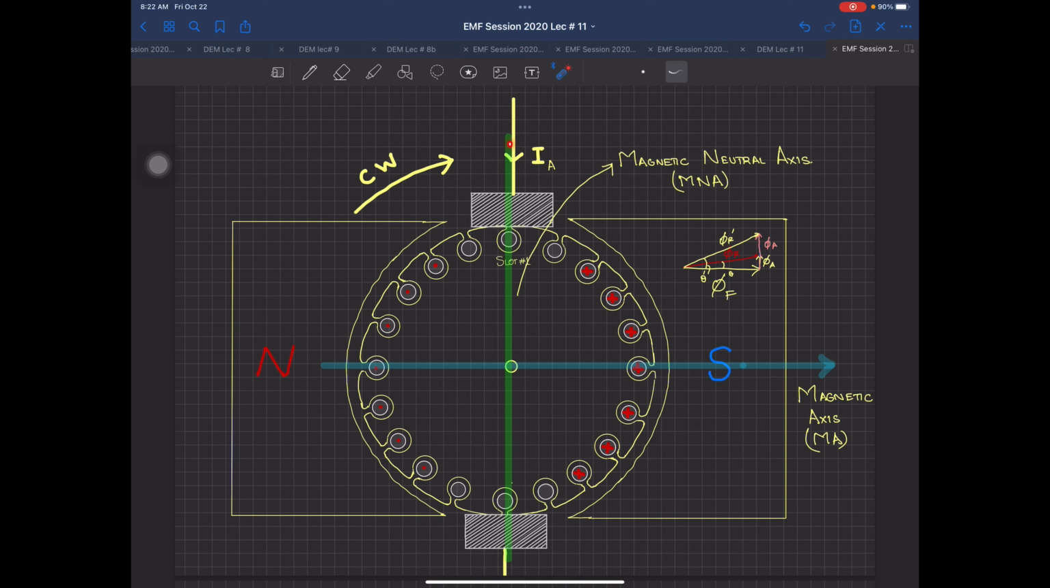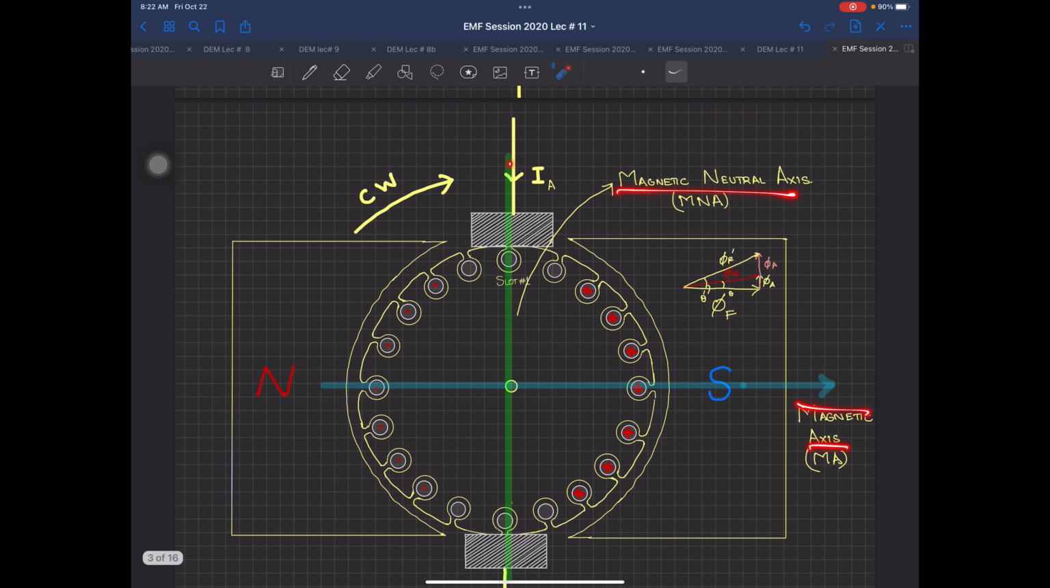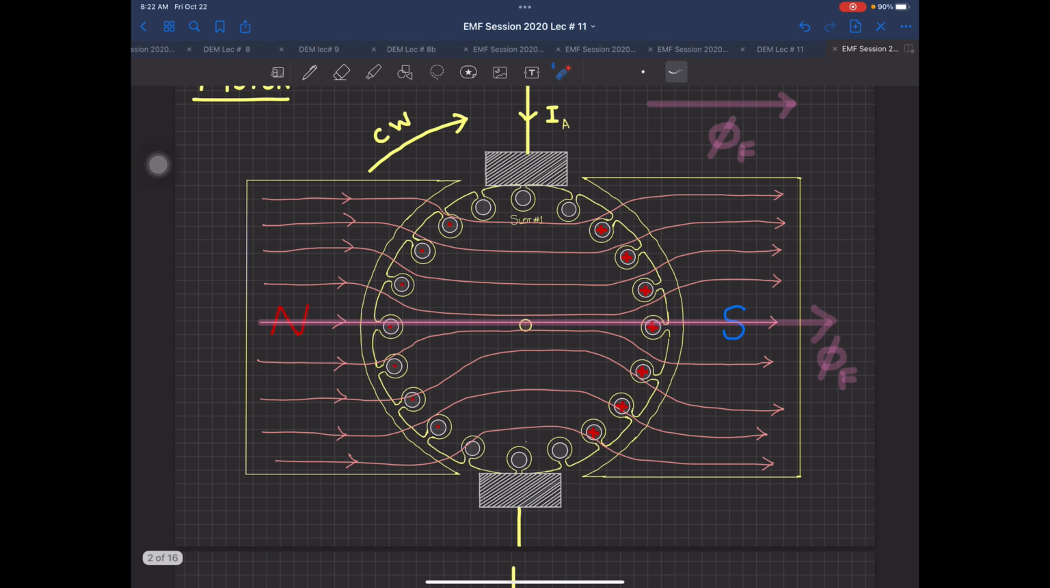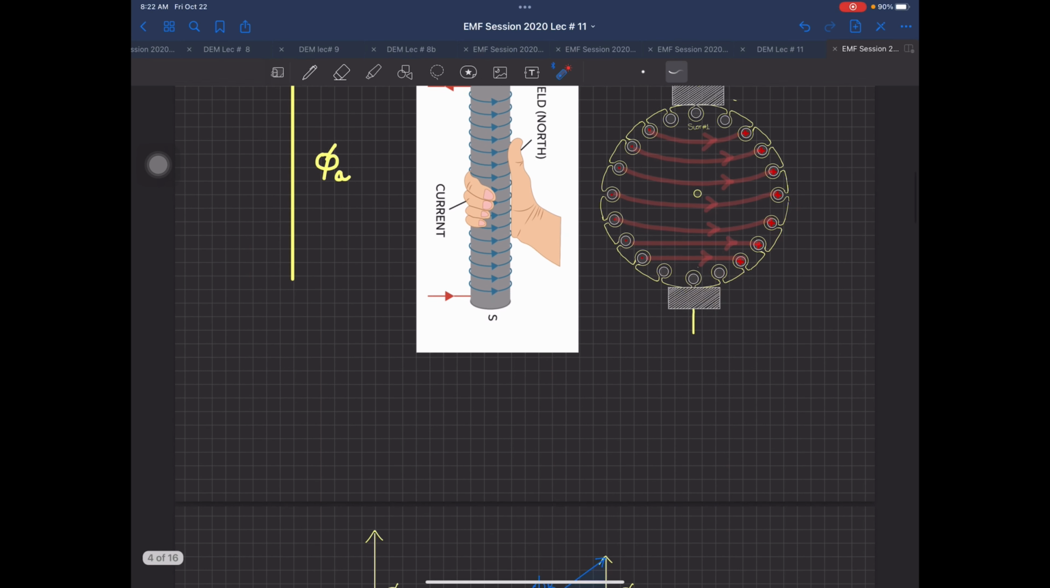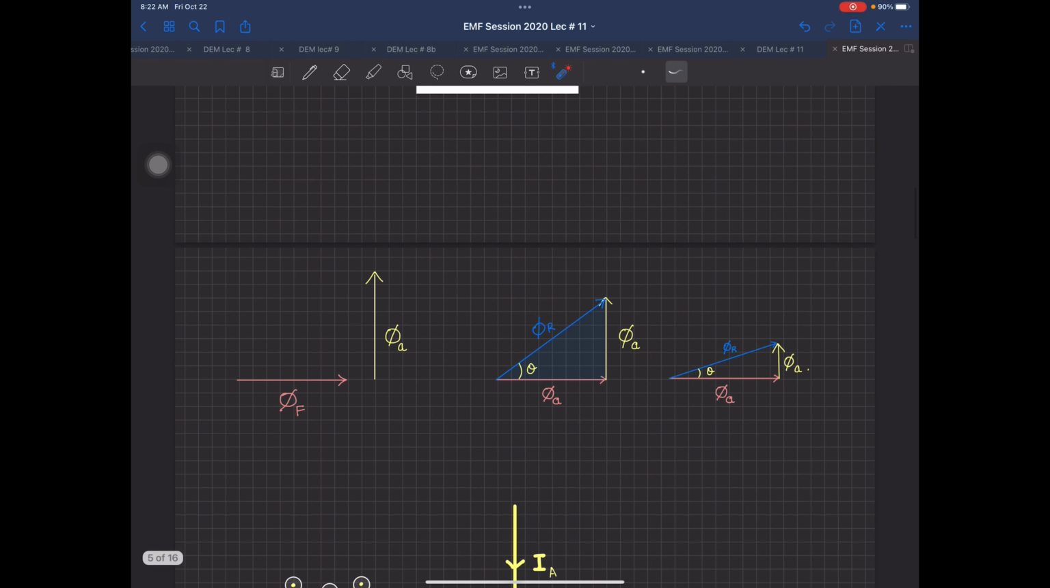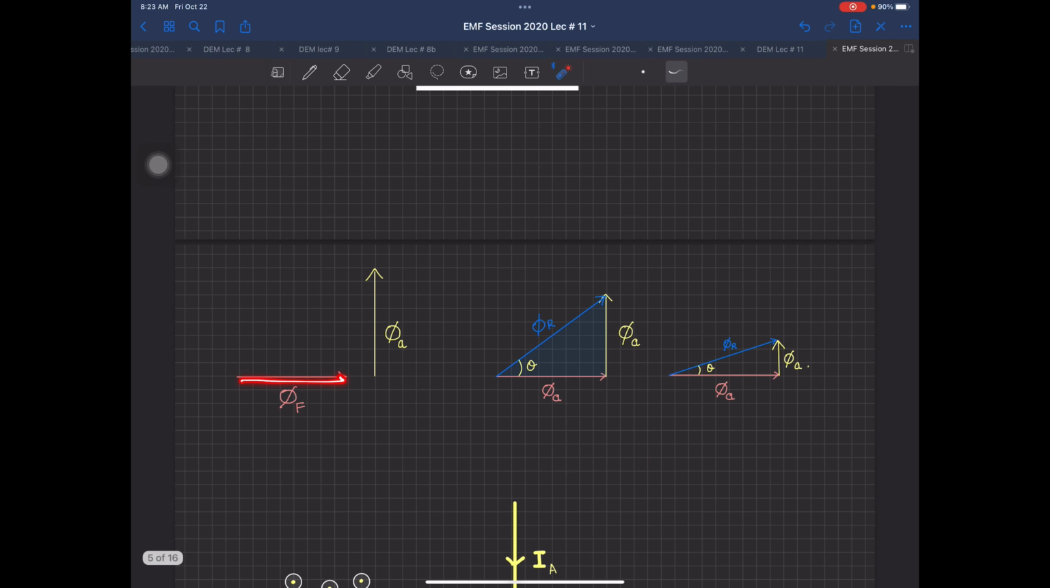सो दिस मैग्नेटिक न्यूट्रल एक्सिस एंड दिस मैग्नेटिक एक्सिस आर गोइंग टू बी नाउ द बेसिस. सो नाउ व्हाट आई हैव ओवर देयर, आई हैव अ phi f over here in this direction. I have a phi a now in this direction over there. So now these two phi f and phi a, they are now going to give rise to this over here. I have a phi f over here, I have a phi a over here. These two are now going to interact and give rise to my resultant phi r.